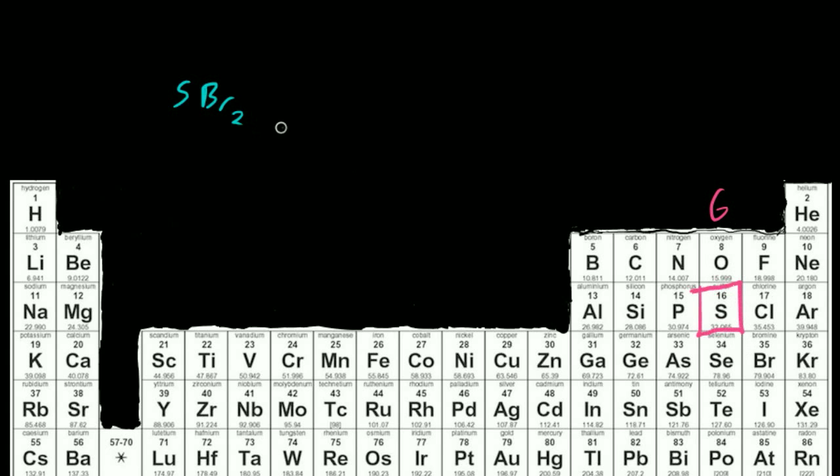And then we've also got 2 bromine atoms. So bromine is going to be down here. And bromine is going to have 7 valence electrons. So let's just start drawing the structure. Sulfur would go in the middle.